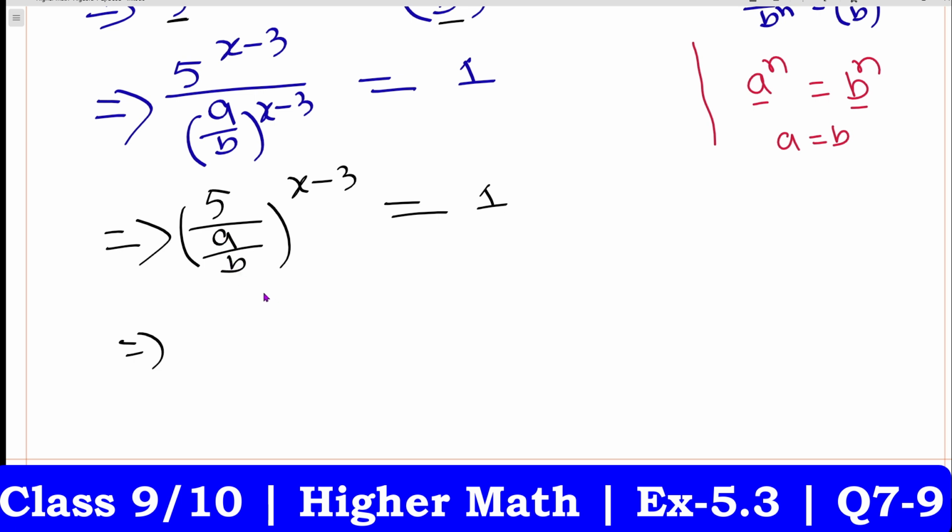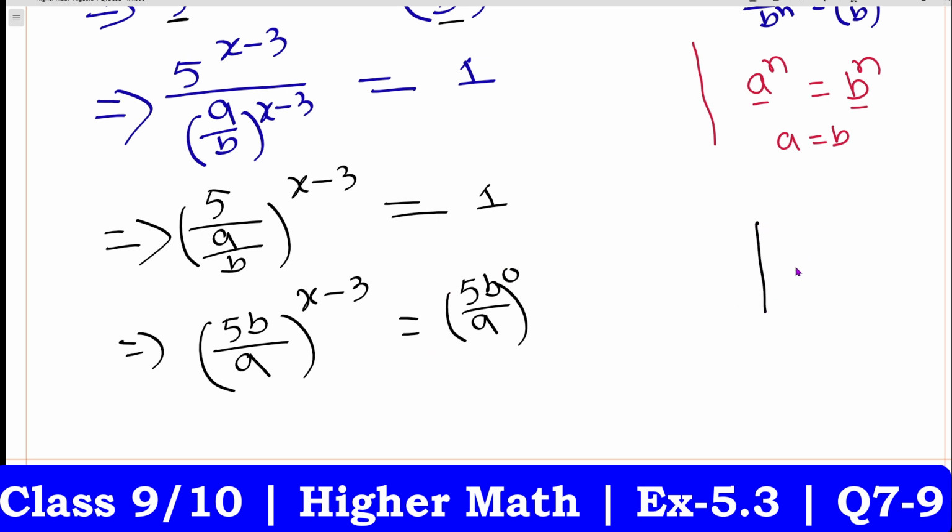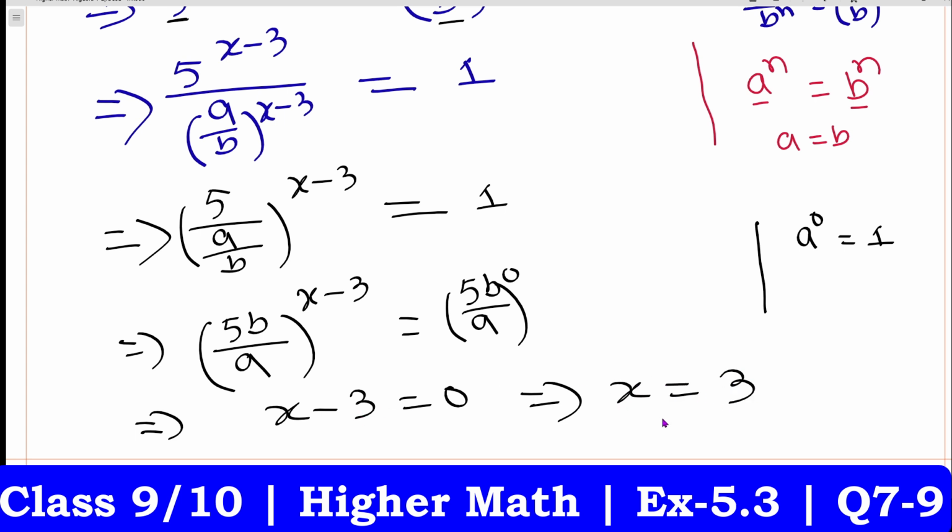Now once you divide a numerator by any fraction, the next fraction will be the reciprocal. It means 5b divided by a to the power x minus 3, and we have to make a similar base. So in this case, again for 1 we can write 5b divided by a to the power 0, because we know a to the power 0 equals 1. Now look, 5b by a and 5b by a, the bases are the same. We can write x minus 3 equals 0, and we are adding 3 to both sides. So our answer will be x equals 3. Very simple.